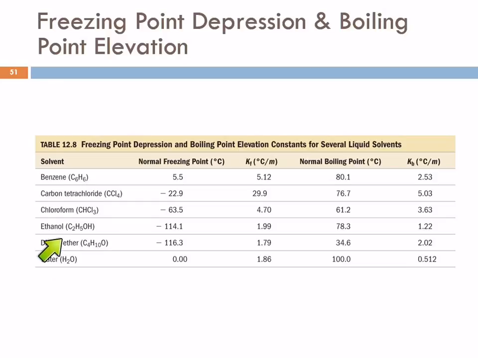So here's a table from your textbook showing some freezing point depression constants. Here's Kf, and the unit on that is usually degrees Celsius per molal. That reminds you, oh, I multiply this by the molality, I get the freezing point depression. You have to consider what the normal freezing point is, and then you would subtract the freezing point depression to get the new freezing point. So, benzene, carbon tetrachloride, chloroform, all of these. Also in this table are the normal boiling point and the boiling point elevation constant, and we'll talk about that in just a minute.